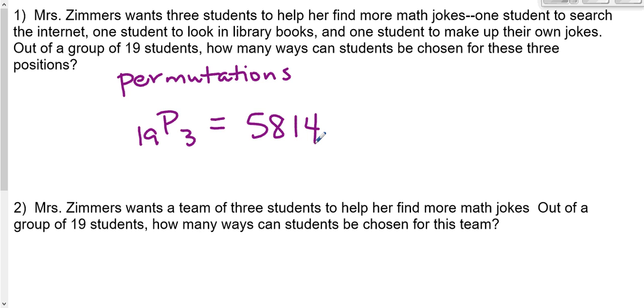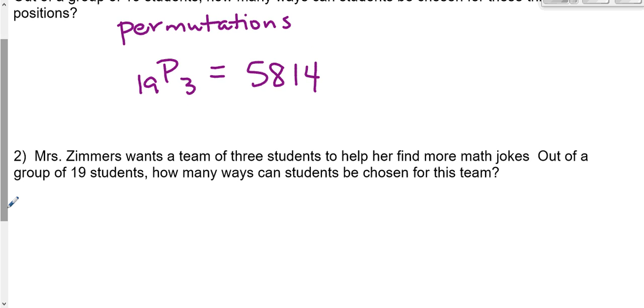Okay, now here's a related question, problem number 2. Mrs. Zimmers wants a team of 3 students to help her find more math jokes. Out of a group of 19 students, how many ways can students be chosen for this team? So notice that each of the 3 people does not have a specific role, and so it doesn't matter what order they're in. It doesn't matter who is who in that team of 3. And so when order doesn't matter, we are talking about combinations instead of permutations.